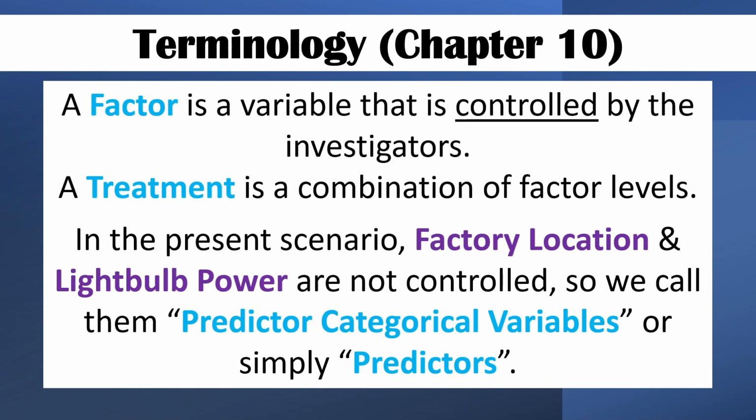So in a similar way, going back to the clinical setting, if we have 2 groups and we assign one group a placebo and the other group some dosage of a drug, some of those people are smokers, some are non-smokers. We don't control who smokes or doesn't smoke. Those labels are already attached to the individual people, right? So that's the difference. And so to make that distinction, I'm going to call factory location and light bulb power predictor categorical variables, or simply just predictors. And again, the purpose is just to make it clear in our mind the difference between factor levels that we can control and factor levels that we do not control.